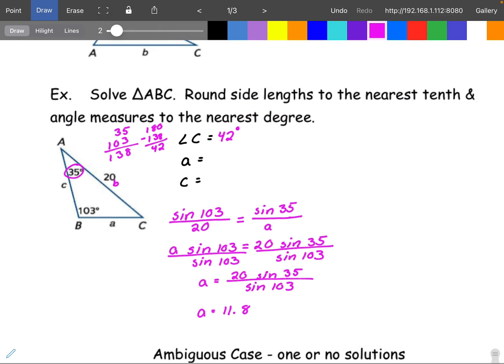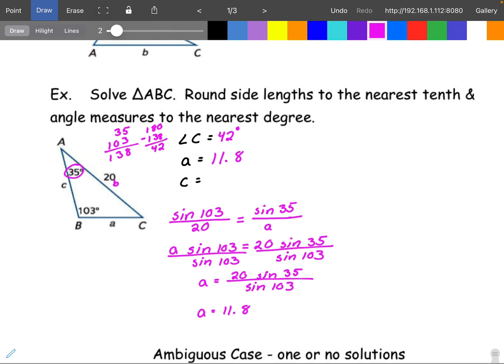Now notice in the directions, it said that we're going to round side lengths to the nearest tenth, so that's one number after the decimal place, and angle measures to the nearest degree. Okay, so great. So we have A, I can go ahead and fill that in, 11.8. And since I don't have a unit of measure, I don't need to put centimeters, inches, whatever, just 11.8 is good. Okay, now the next thing that we need to find is C.